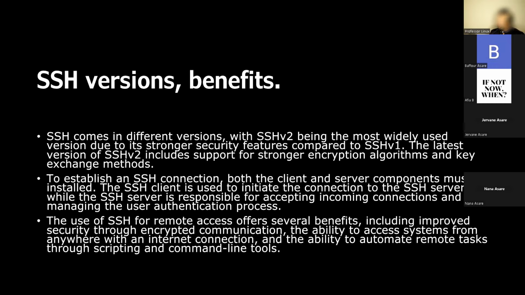SSH comes in different versions, with SSH version 2 being the most widely used due to its stronger security features compared to SSH version 1. The latest version of SSH version 2 includes support for stronger encryption algorithms and key exchange methods. If you know what an encryption algorithm is, great; if anyone doesn't, I can explain it further. It's just the way they encrypt your data, and better algorithms are just better ways to encrypt it. The key exchange method is the way that your keys are exchanged, and we'll go over that in a bit.